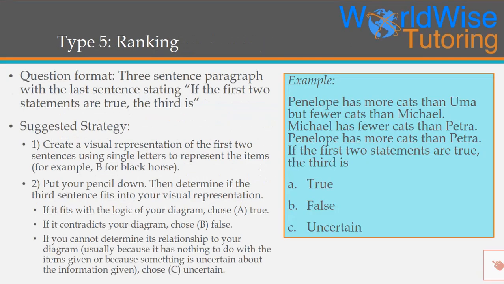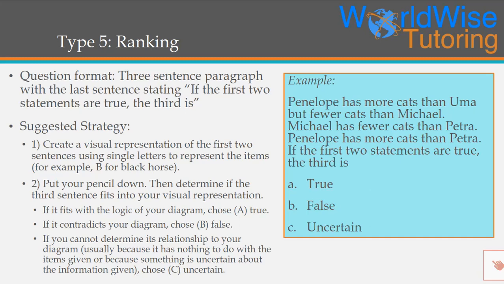The last and final type of question on the HSPT verbal section is a ranking question. You can recognize this type of question because there are 3 sentences and the last sentence states, if the first 2 statements are true, the third is, and then you have the options of true, false, or uncertain. My suggested strategy for how to handle this type of question is to create a visual representation of the first 2 sentences using single letters to represent the items.